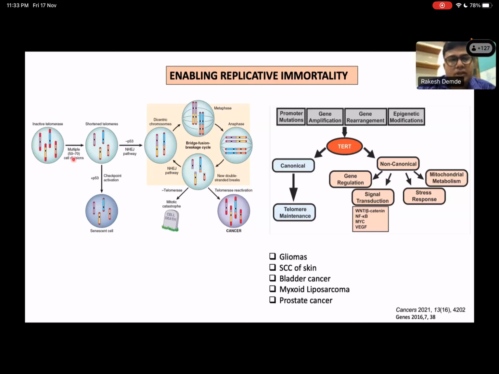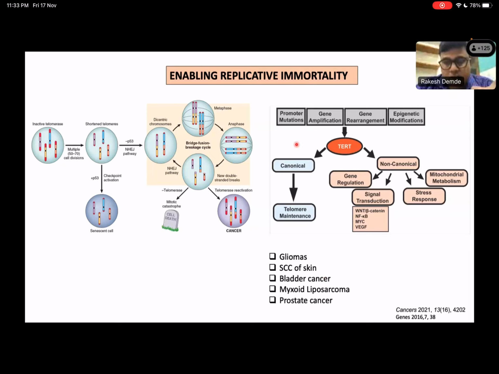In a normal cell, you can see 50 to 70 cell divisions, then the replicative activity is lost and the cell undergoes apoptosis. But whenever there is a telomerase reactivation, it can go for any number of proliferations, and this is one of the hallmarks which the cancer cell tries to acquire, and it can be done with the help of the TERT gene, specifically the TERT promoter region. So the TERT promoter region gets mutated, and you have activation of telomerase, and this hallmark is acquired predominantly in CNS tumors like gliomas. The next is squamous cell carcinoma of the skin, and in a few cases of liposarcoma and prostate carcinoma the TERT promoter mutation is also seen.